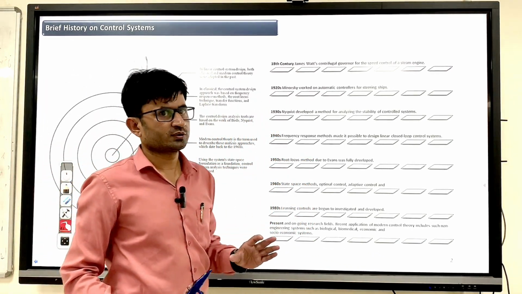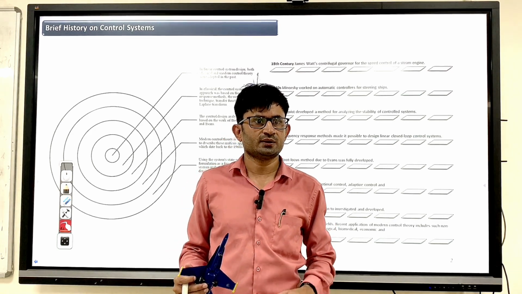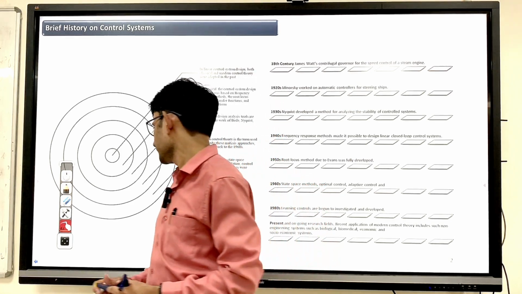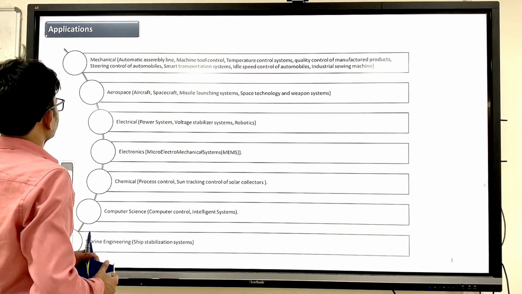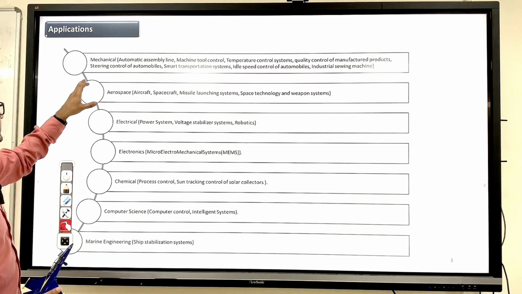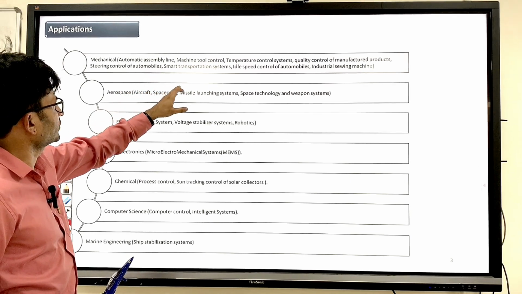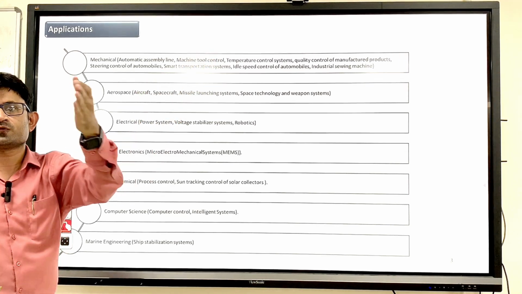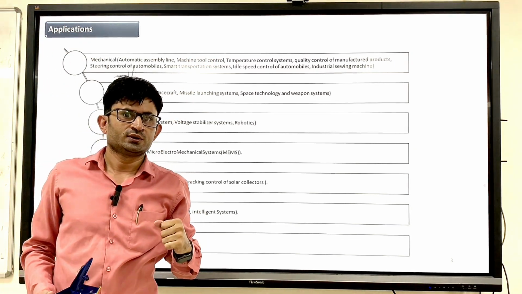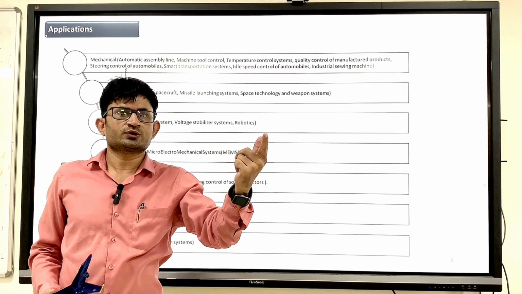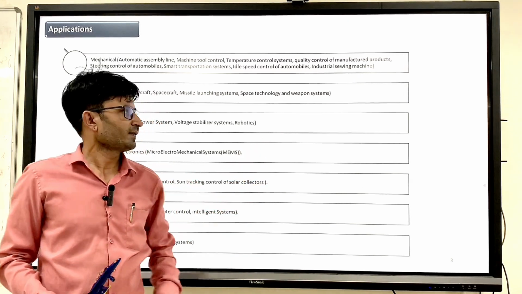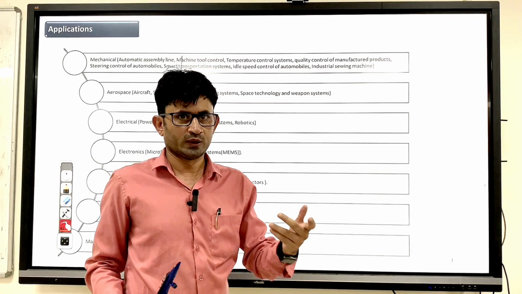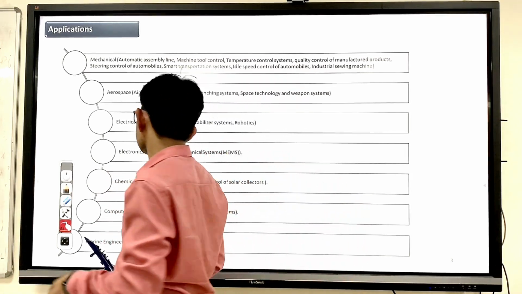So this is all about the history of the control system, but if the control system is developed, then you should know the applications also, like where it is used. If you talk about applications, in mechanical and automobile you have assembly, machine tool control, temperature control, quality control, and so many applications. See, your fan is also a controller. You put the switch on and off, it is a controller, right? But later I will tell you which control class it belongs to, whether open loop or closed loop.